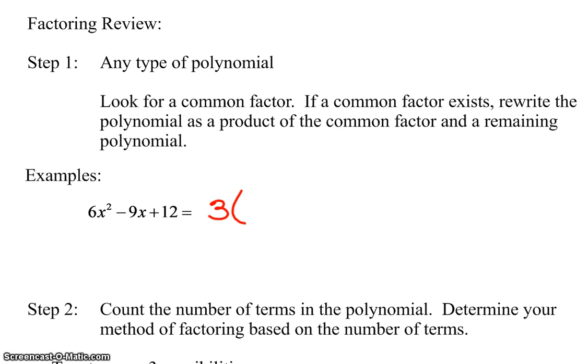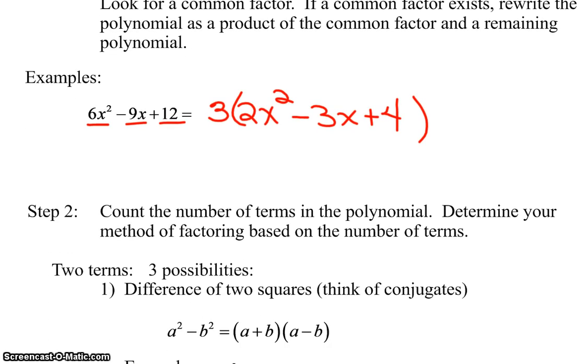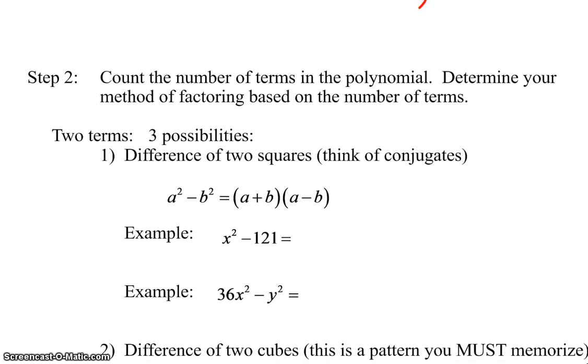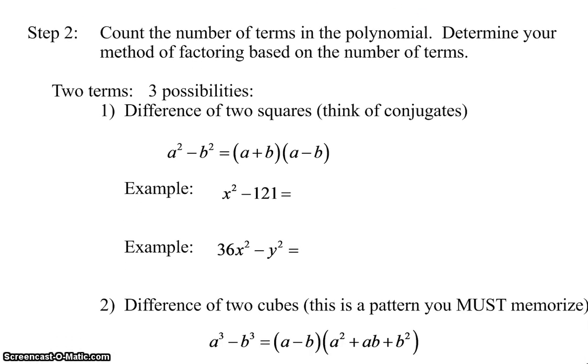First, we would write down the GCF, and then we need to find the remaining polynomial. To find that, we need to divide each term by the GCF. 6x squared divided by 3 is 2x squared, negative 9x divided by 3 is negative 3x, and 12 divided by 3 is positive 4. The second step in any factoring problem is to count the terms so you can determine the method you're going to use.